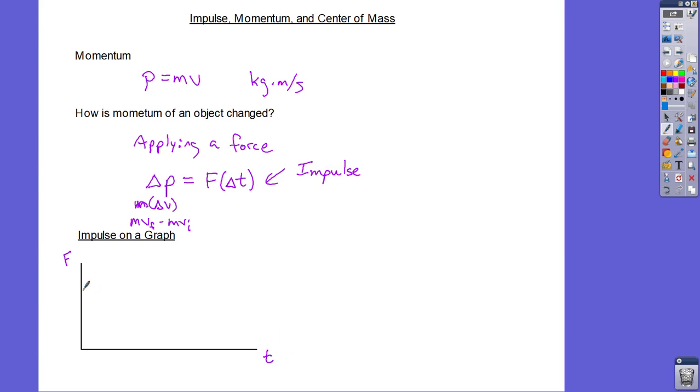But if you have impulse on a graph, something like that, then we know that the impulse is equal to the area of the graph there. So that's a pretty straightforward thing. Hopefully it's just reminding you of something that you already knew.